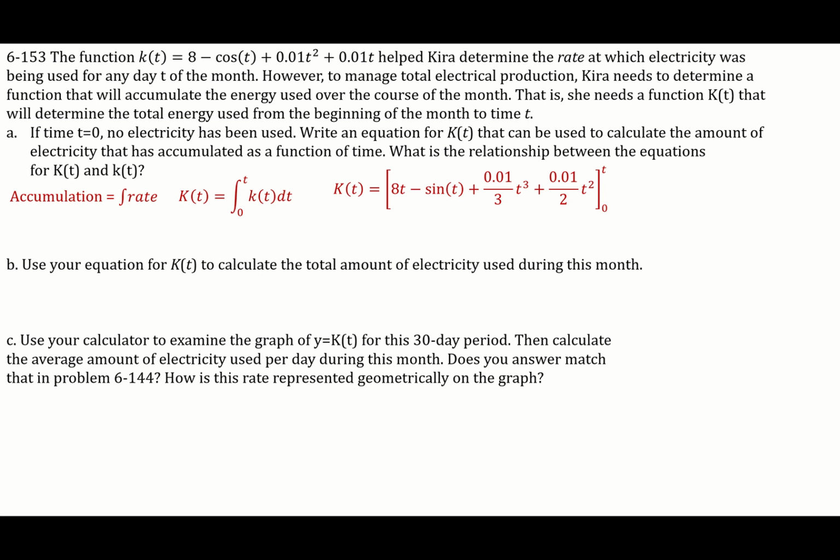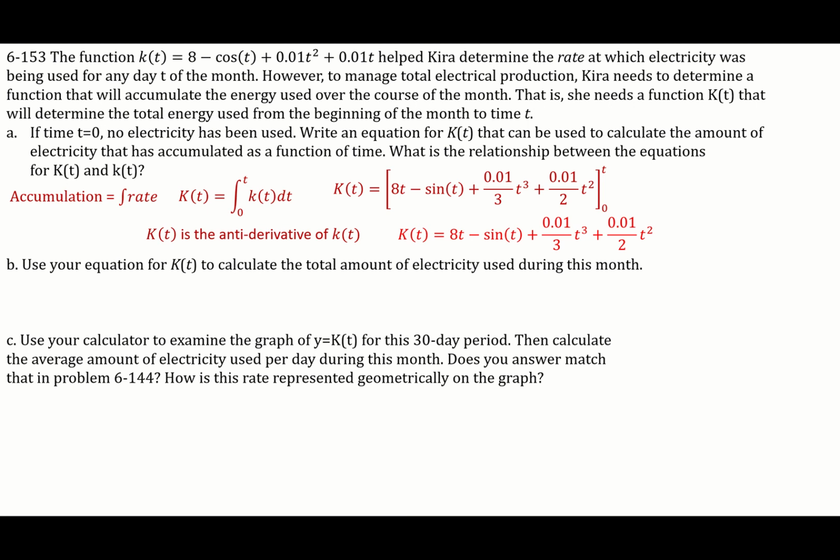You should always double check, by the way. Just because you're plugging in 0 doesn't mean the answer is 0. If that was a cosine of t, the cosine of 0 is 1. So just be careful when you're plugging in 0. Okay, so we end up with capital K of t being simply this, which is the antiderivative of lowercase k of t. So that's the relationship there.